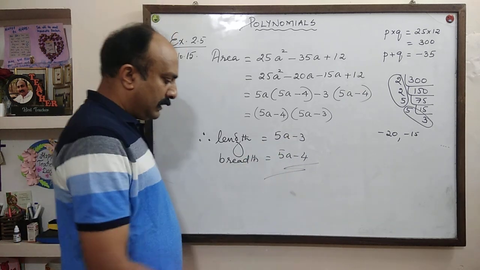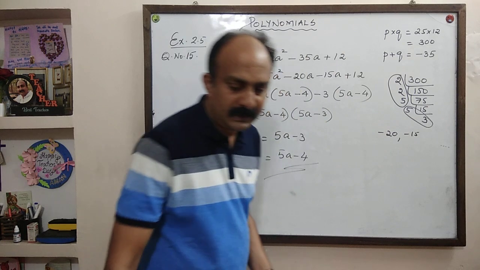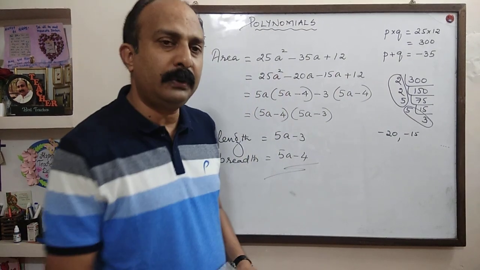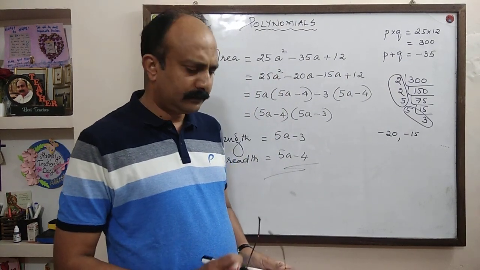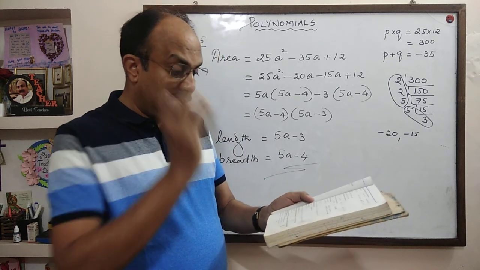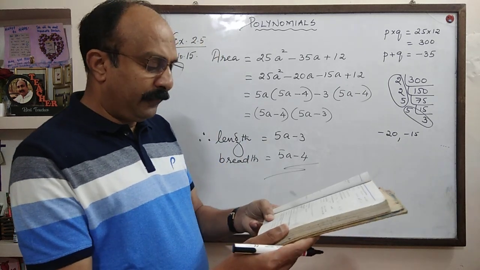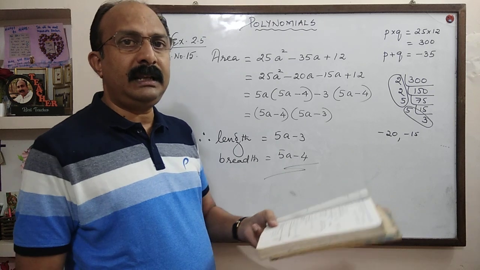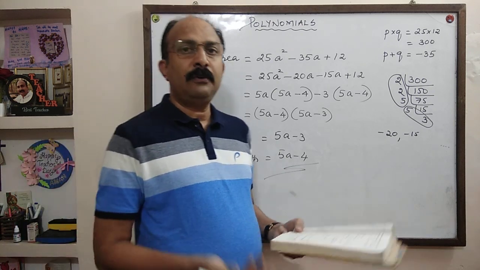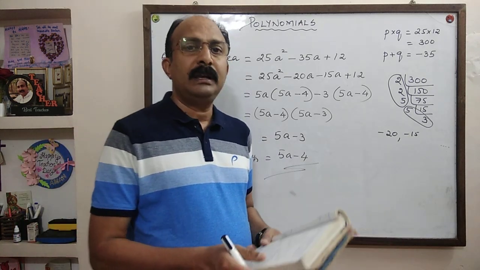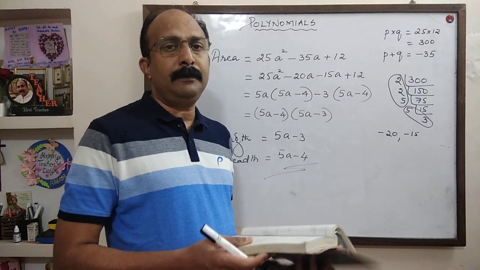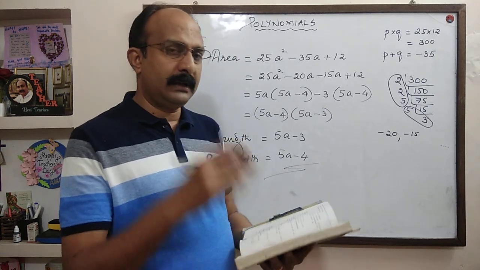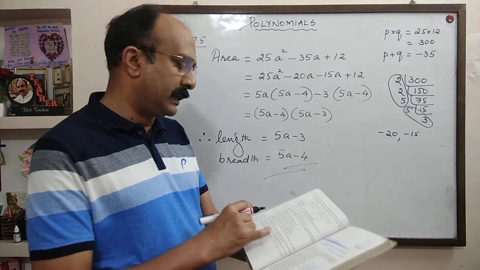Okay. Now there is one more question given. That is also a quadratic polynomial. The area is 35y square plus 13y minus 12. Once again a quadratic polynomial. Factorize it by splitting the middle term. The larger one is length, the shorter one is breadth.